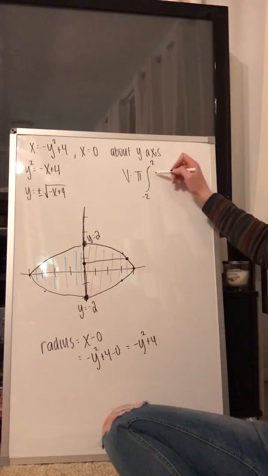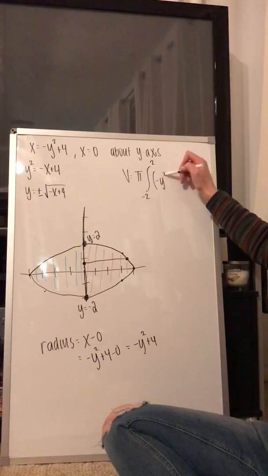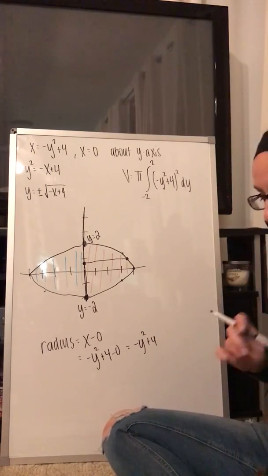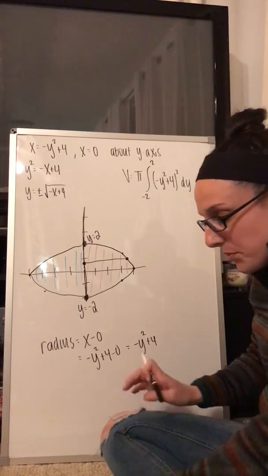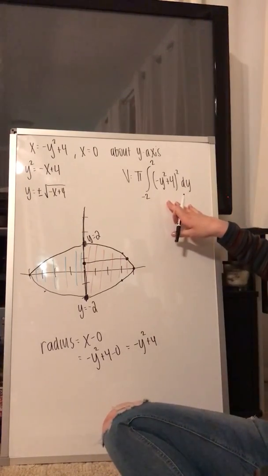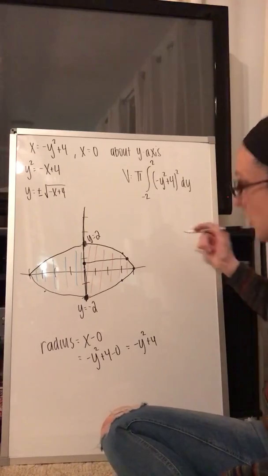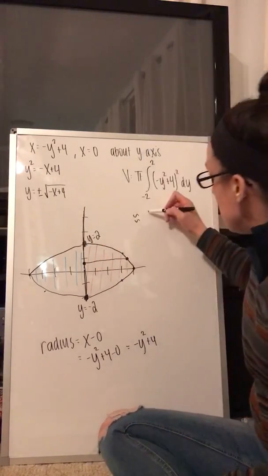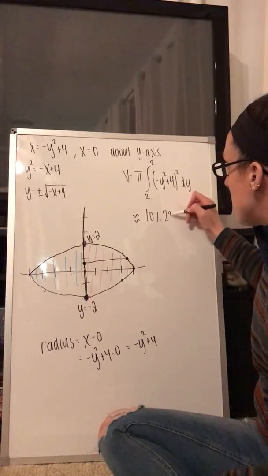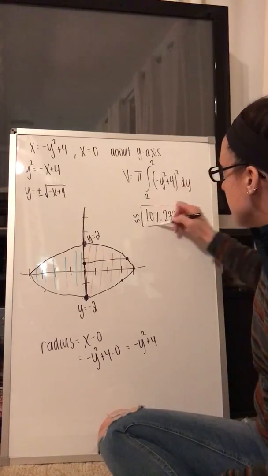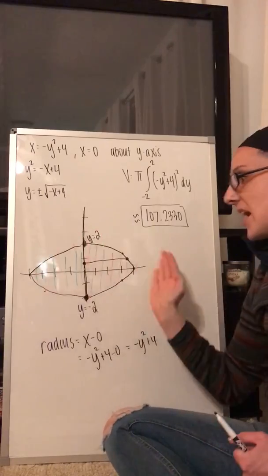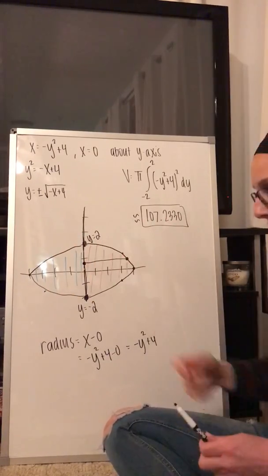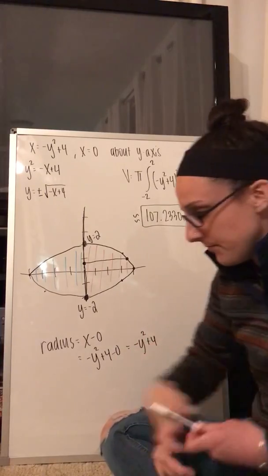My r of y is negative y squared plus 4. Make sure to square it and put my dy over there. And again, when you plug that into your calculator, you can just integrate in terms of x. So you should get a volume of approximately 107.2330. And that would be this entire volume of this football shaped thing revolved about the y-axis.